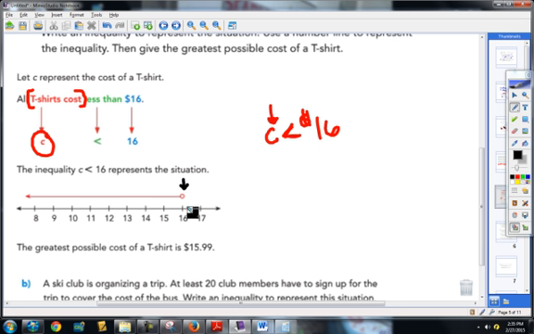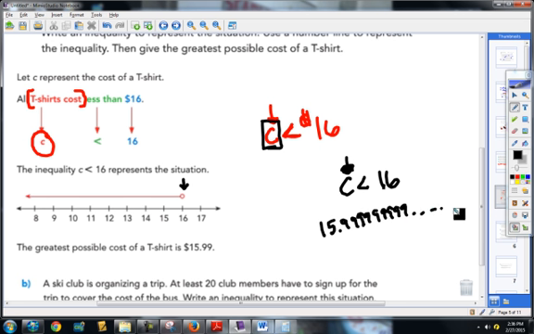It would be an open dot on 16, and then we would shade everything to the left because, again, we're talking about all shirts being less than $16. Now, if this had nothing to do with money, it was just C less than 16, and I asked you what the largest possible number to go in there for C, you would not be able to answer that question because it could go on forever. 15.9999999 and so on, forever. Infinite, right? We talked about that.